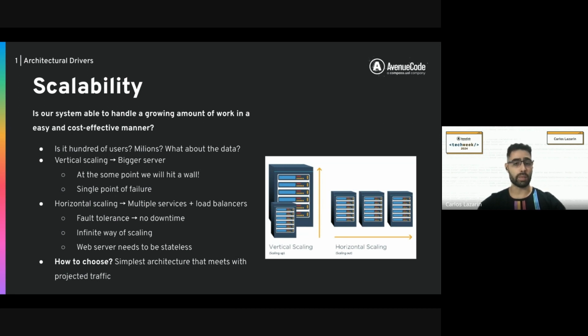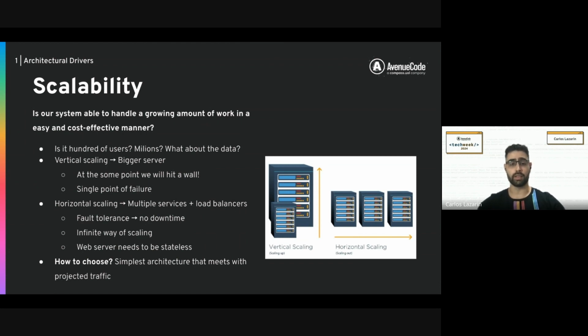So we have two types of scalability. We have vertical scaling. When we have a big server, we can increase the CPU power and the memory, for example. But we have a limit, right? At some point, we're going to hit a wall or a physical limit here. And of course, increasing the server itself is not enough because we're going to have a single point of failure. If our server goes down, it might be powerful, but we're going to lose our application.